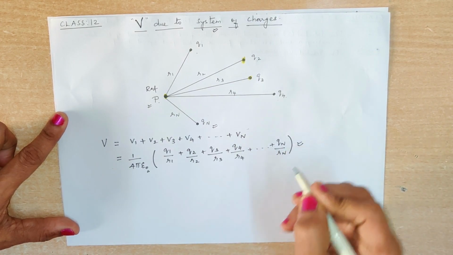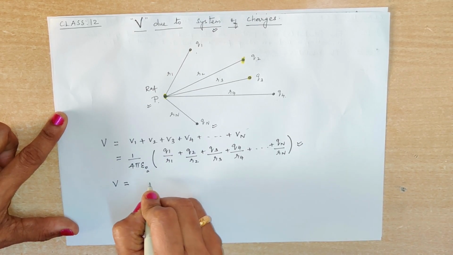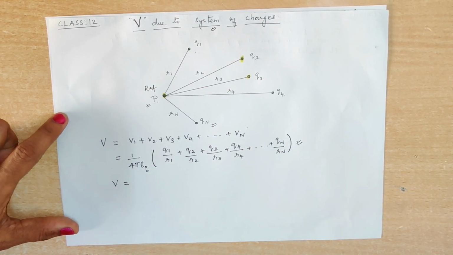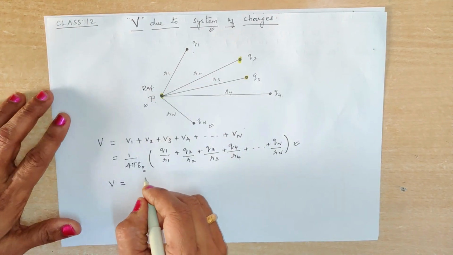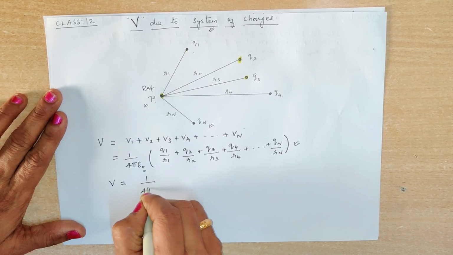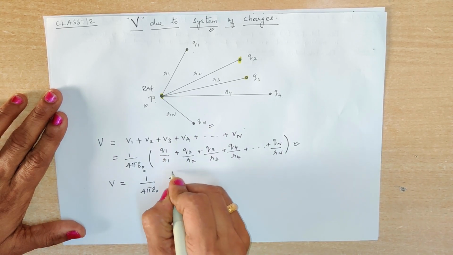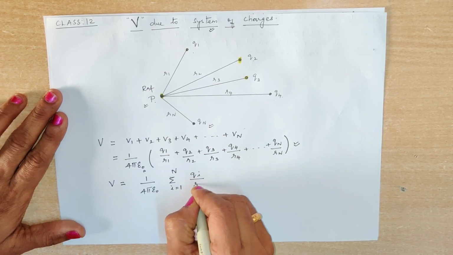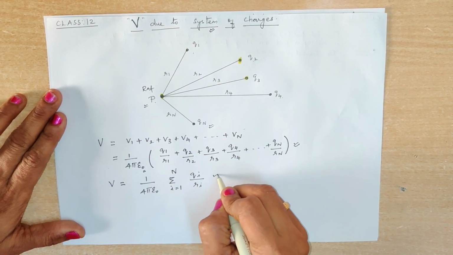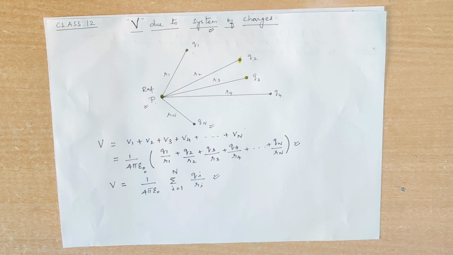This is the formula. Still we can simplify this. How? We can simplify in this manner. You can write 1 by 4 pi epsilon naught, and produce the sigma, i is equal to 1 to n, of Q i upon R i. This is the simplified formula for the calculation. This is very important for solving numericals. I hope you understood this concept very well. Thank you for watching.